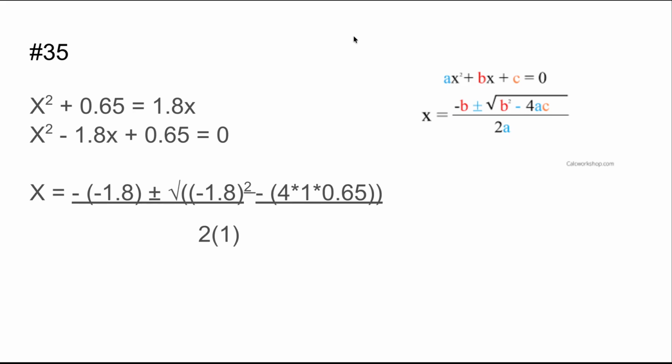So we have negative 1.8 plus the square root of negative 1.8 squared minus 4 times 1 times 0.65, enter, divided by 2, x equals 1.3. Let's do it again, subtracting. Negative 1.8 minus the square root of negative 1.8 squared minus 4 times 1 times 0.65, enter, divided by 2, x equals 0.5. These are our two solutions.